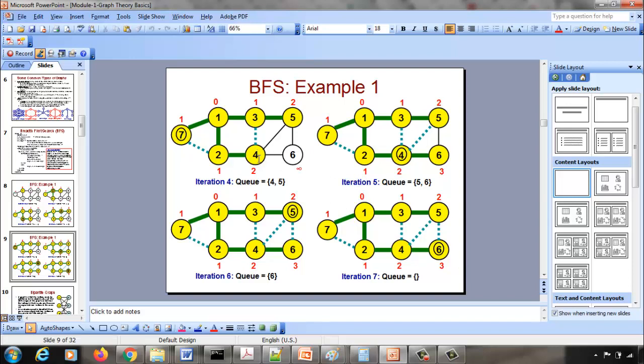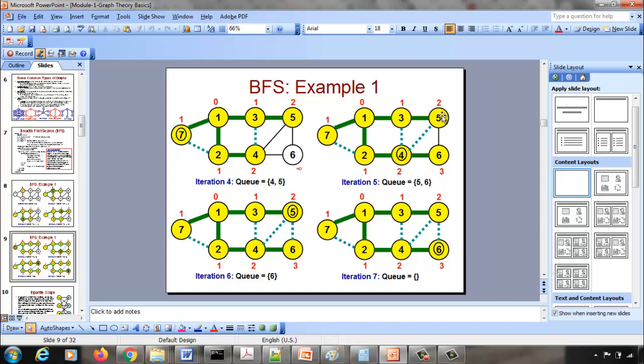Now explore the neighbors of 4, which are 5 and 6. Now 5 has been already visited, so you just label this edge as a cross edge. And 6 has not been visited, so mark 6 as visited now, label the edge as a tree edge, set its level number as 1 more than the level number of 4, so it's 2 plus 1, 3, and mark this edge as a tree edge. So now 4 is out of the queue, 5 and 6 are in the queue.